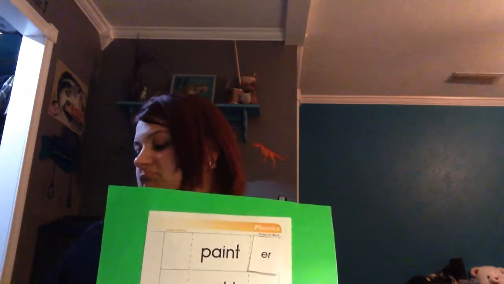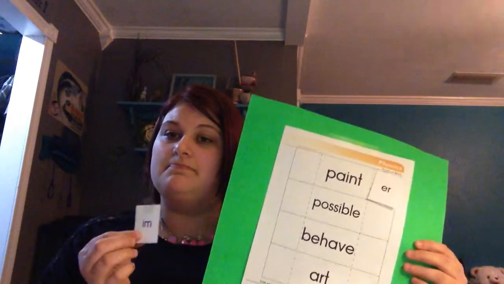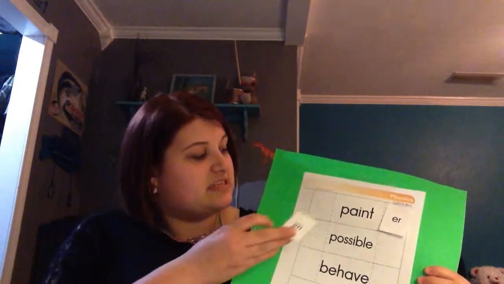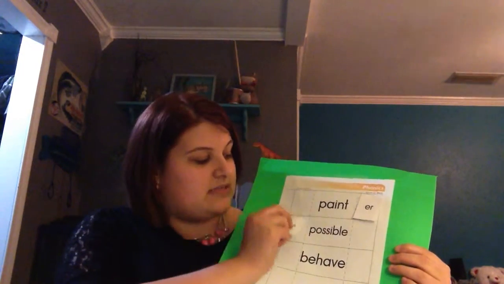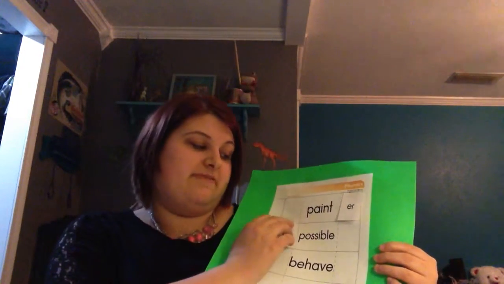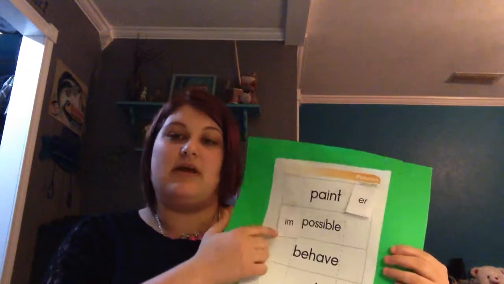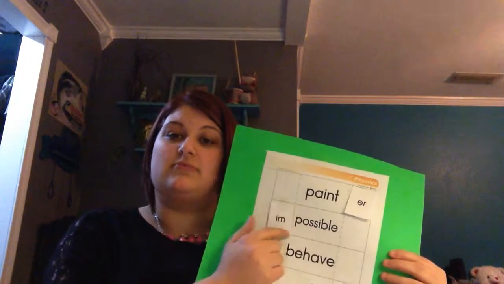And then you could do a different one, and this is M. So then you choose if it's a prefix or a suffix. So in this case, it's a prefix. So you put it on the front, and it'd be impossible, impossible. And then I would have the whole class doing that with me. They'd just kind of be observing.